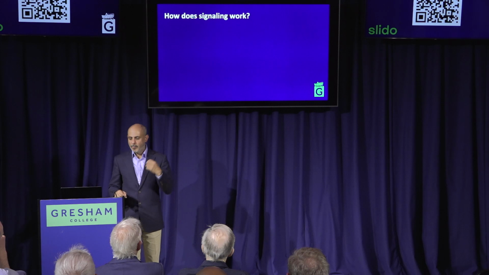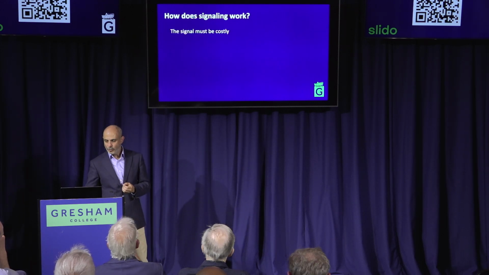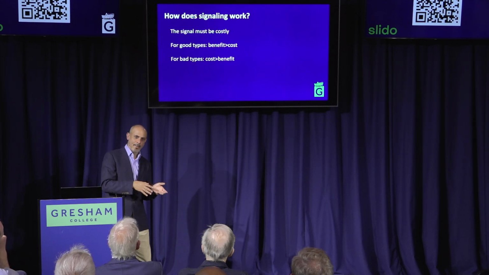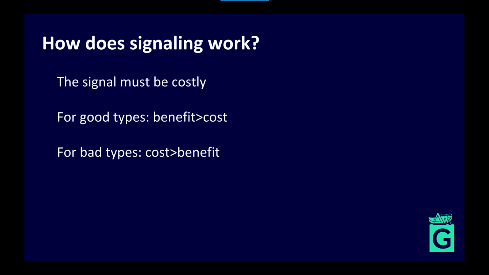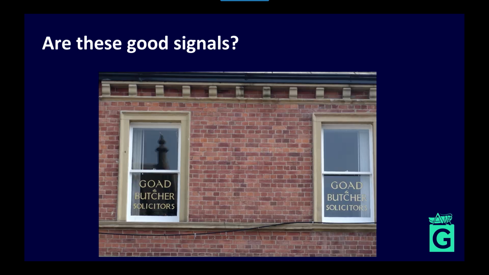The signal works like this. The signal must be costly, and for the good types, the benefit has to be bigger than the cost. For the bad type, the cost has to be bigger than the benefit. So what could be a credible signal for the labor market? To understand what a signal actually means, let me show you a couple of examples.